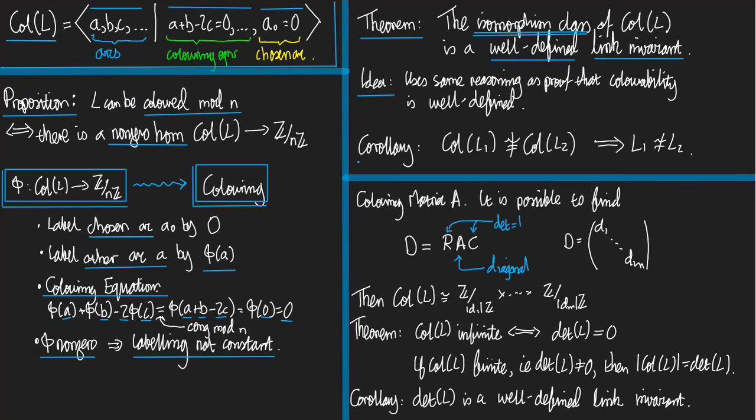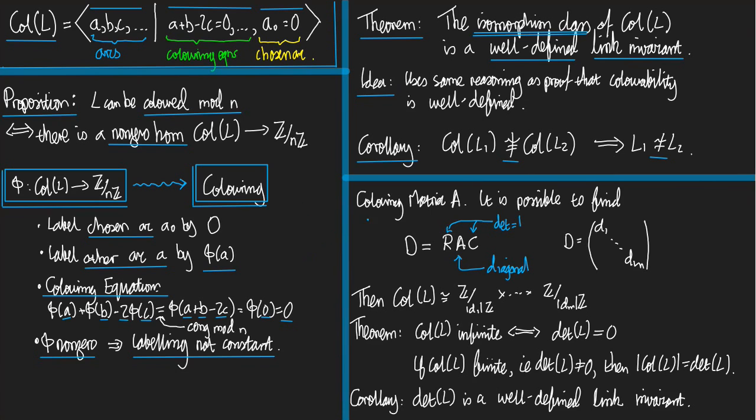And here's an important corollary. If the coloring group of L1 is not isomorphic to the coloring group of L2, then L1 and L2 are not equivalent. So this is something you can use when colorability can't tell your knots apart, when the determinant can't tell them apart, possibly the coloring group can.